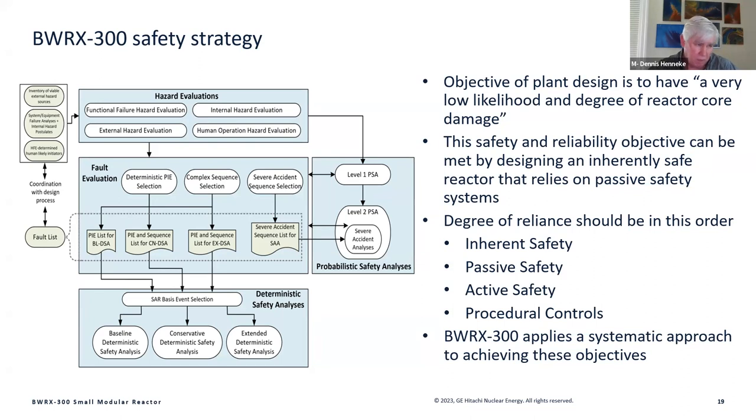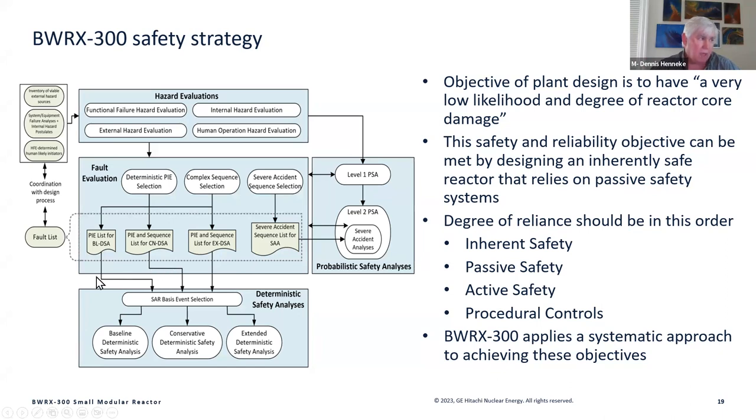Luckily, with a simple advanced reactor like this, the response to many of the events is very similar. So what is defense line 3 for one event is often defense line 3 for three-quarters of the events that occur. So we have a very similar response to many of the events, and we just have to make sure that those defense line 3 systems are capable of withstanding the postulated initiators that we discussed, such as high wind events or flooding events or whatever they happen to be, or seismic events.